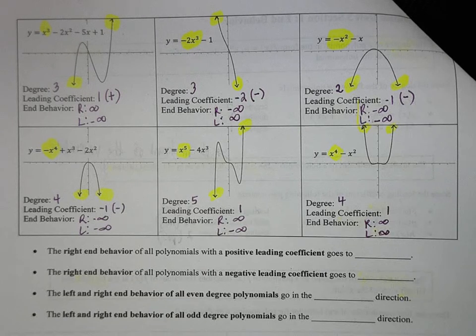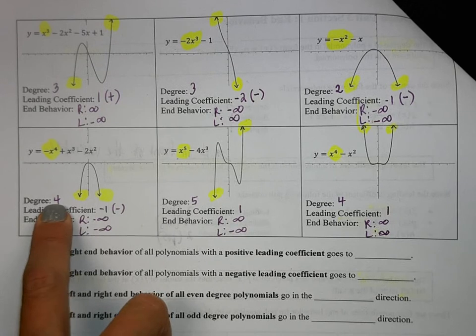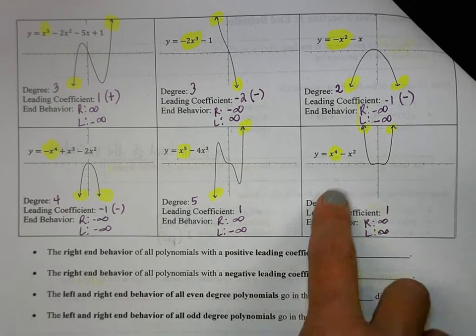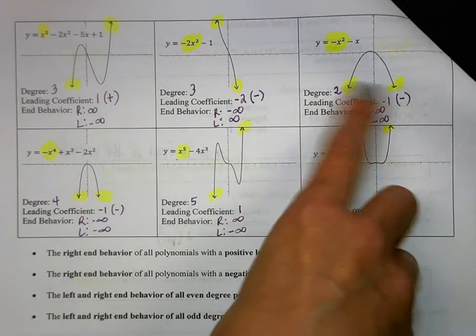Okay, I heard Victoria say something, so I apologize for putting you on the spot. But Victoria, what did you say to your group? I said if they're even, they're either both positive or both negative. Very good. Okay, so if you guys look here, so we're looking at the degrees. Do you see how here's an even degree, they're both going down. Here's another even degree, they're both going up. Here's another even degree, they're both going down.